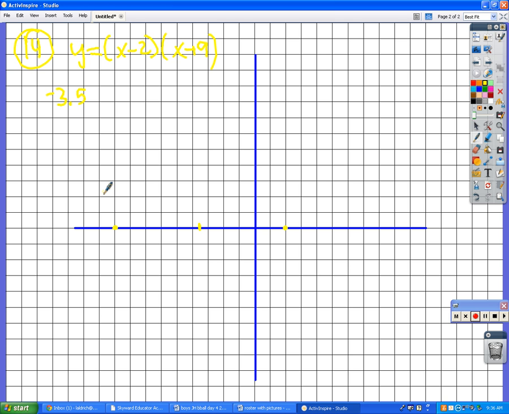Okay? So -3.5 is a little bit icky, but we can do it. -3.5 in here for x is going to be -5.5, times -3.5 in here for x is going to give me +5.5. So -5.5 times +5.5 is what? Angel? -30.25.